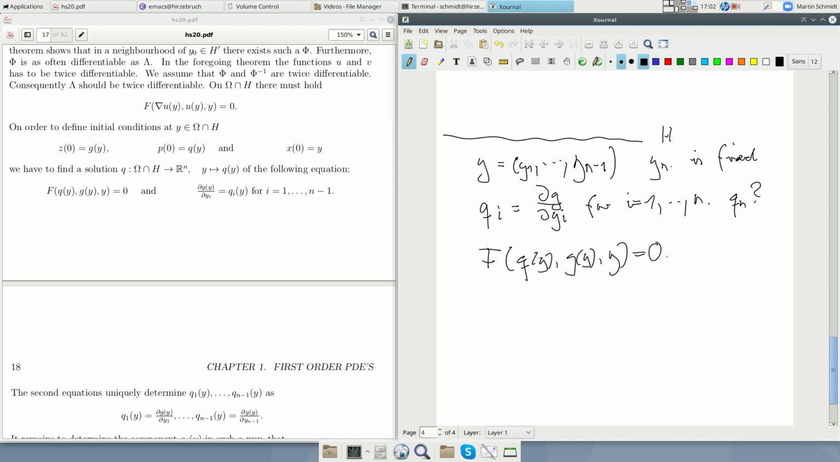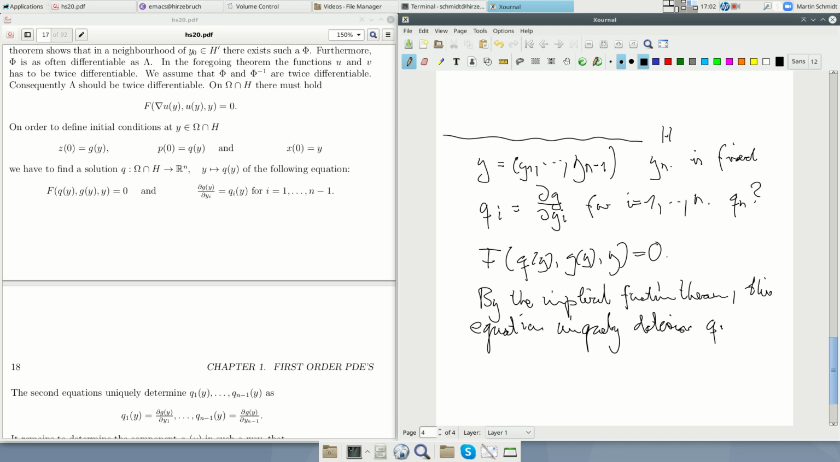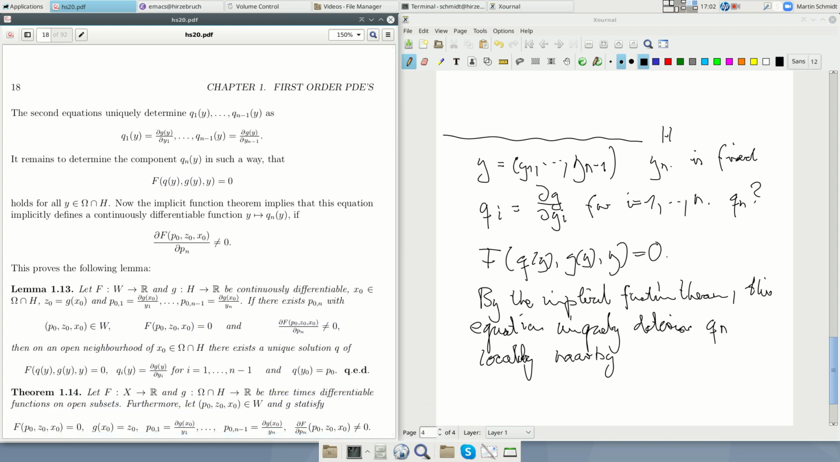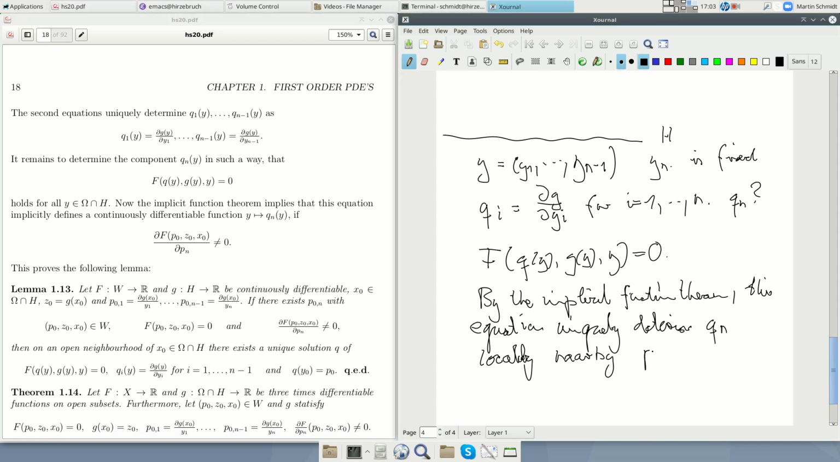And then we can apply the implicit function theorem. By the implicit function theorem, this equation uniquely determines the function q_n locally, so nearby our one point. We choose one point, and here we want to call this point P0.